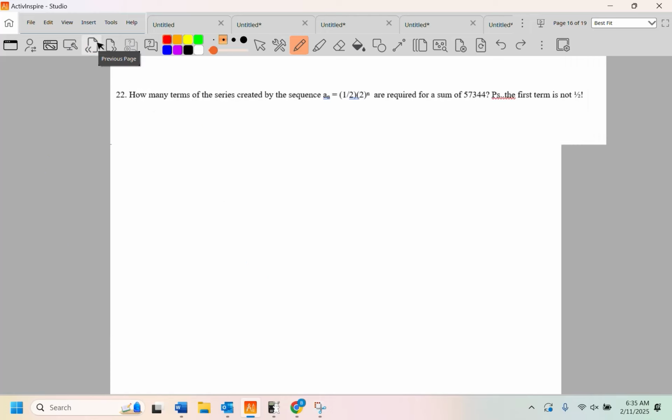All right, 22. How many terms of the series created by the sequence a sub n is 1/2 times 2 to the n are required for a sum of 57,344? P.S. The first term is not 1/2. So I'm going to write down my formula for summation. That's where I'm going to start. And this is geometric. We have a ratio of 2.